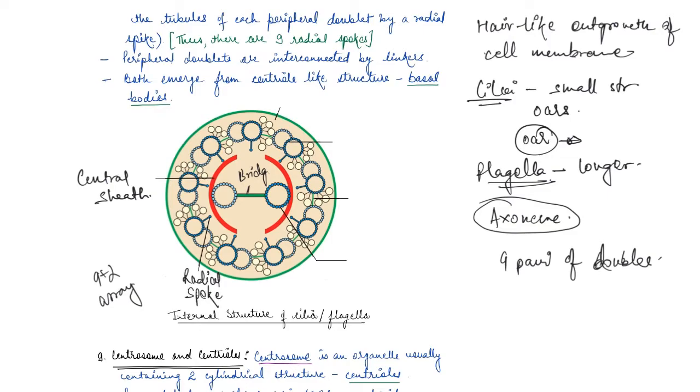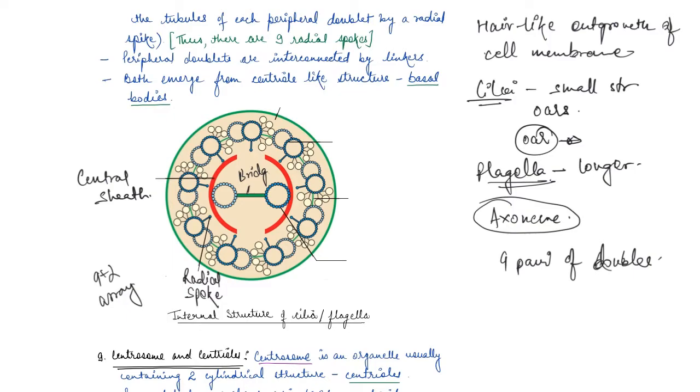So the central sheath is connected to one of the tubules of each peripheral doublet by a radial spoke. Now there are 9 radial spokes. For each pair, there are 9 radial spokes, right? Now the peripheral doublets are also interconnected by linkers. So there are linkers which connect the peripheral doublets, right?